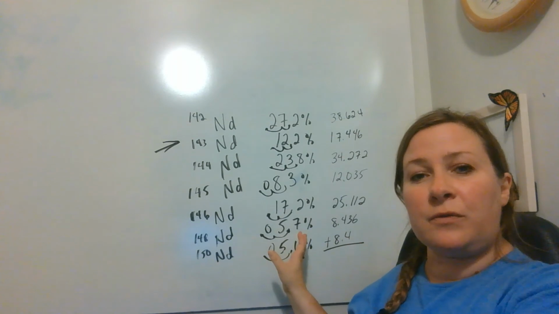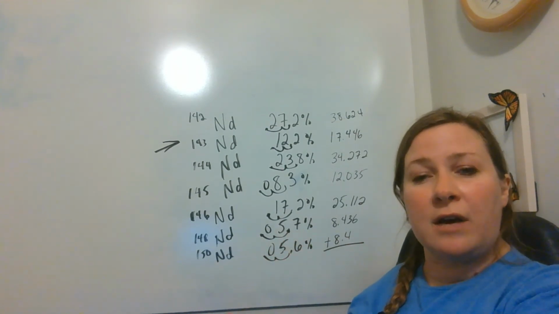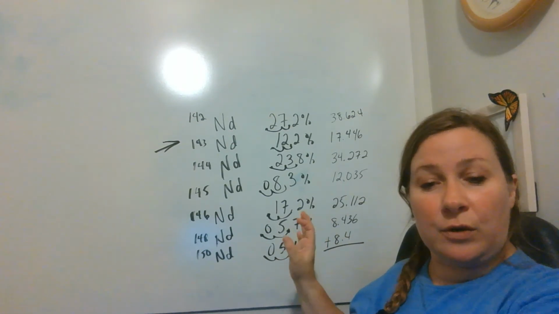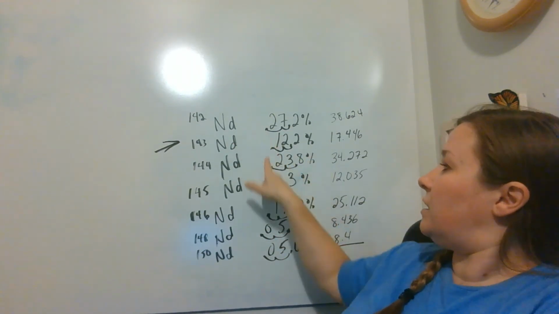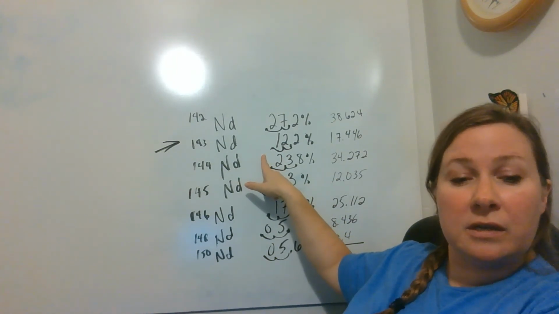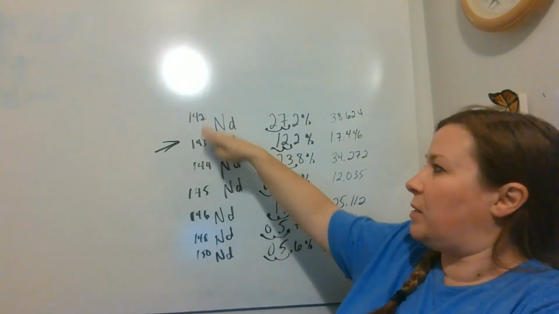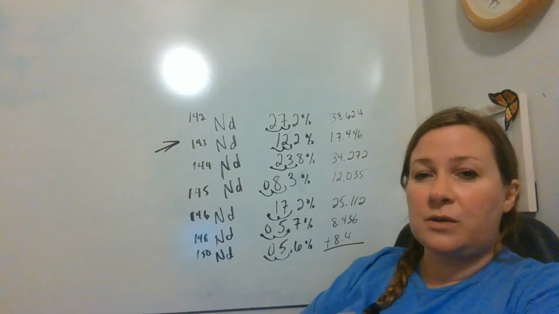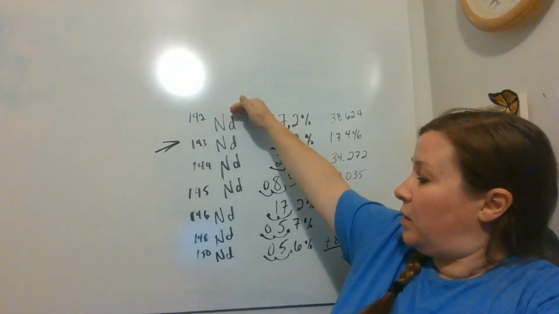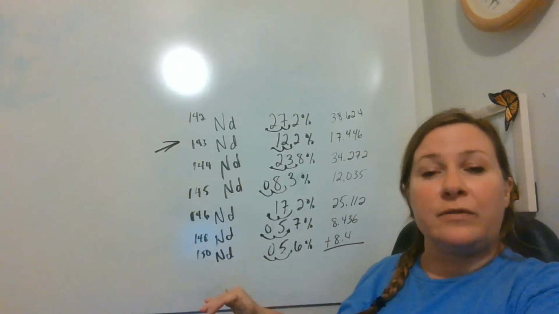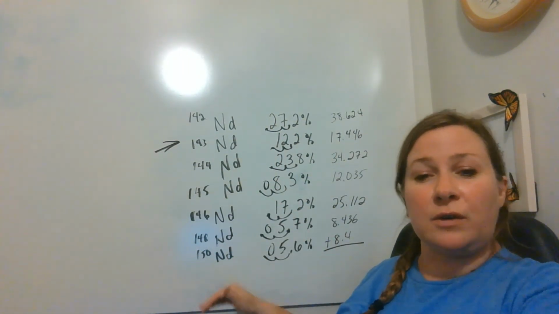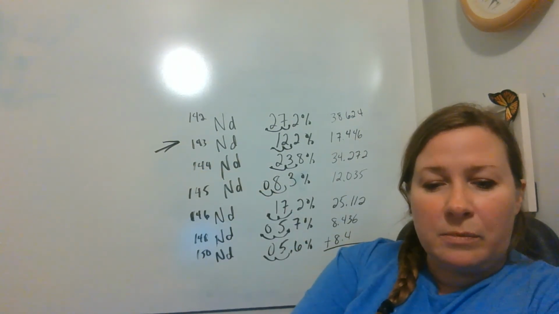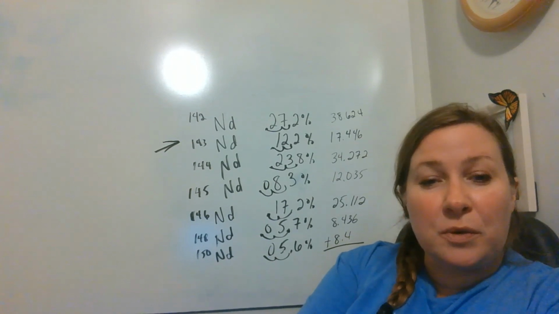Now, just a little bit of reminder, if you're doing a weighted average, you know that it's going to be weighted toward your most abundant isotopes. So we're going to see these 2% as our largest abundances. So we'd say it's probably going to be weighted toward here somewhere. But we know for sure that the answer is going to be somewhere between 142 and 150. If it comes out to be a number higher than 150 or lower than 142, we've made a mistake. So next I'm going to do the math, and then I'll show you what I get.